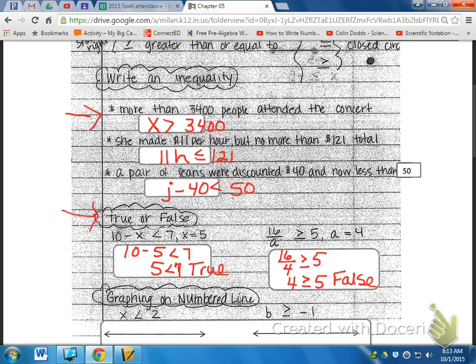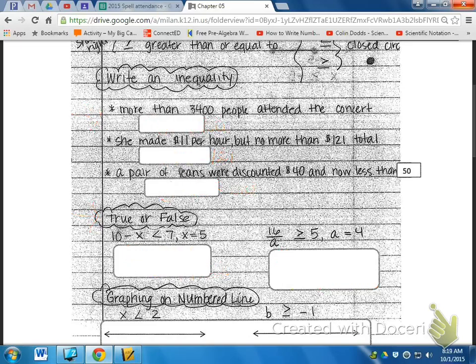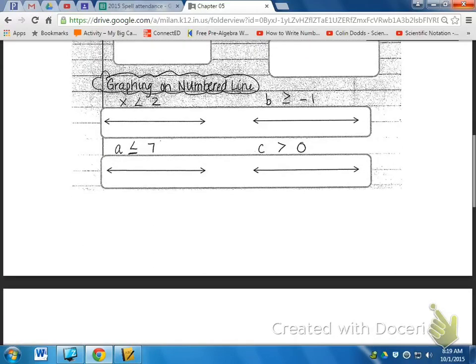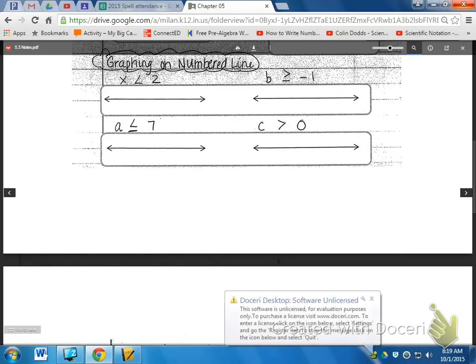Okay. So that is what you're going to do. Those kind of things too. Questions about that? Okay. Now let's get back to that graphing a little bit. So you've got your rules written down. Graphing on a number line.